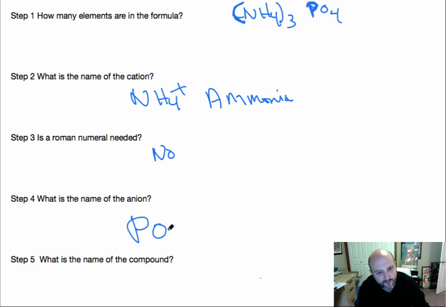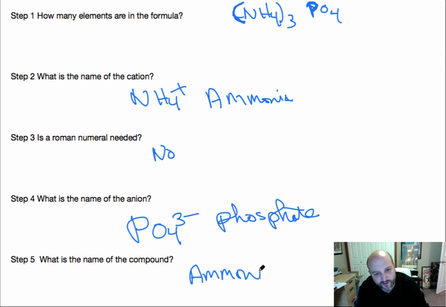PO4 3 minus. And it is called the phosphate. And what is the name of the compound? Well, it is simply ammonium phosphate. Now, how do we know how to write it like this? Let's say we didn't know what the formula was. Ammonium phosphate.